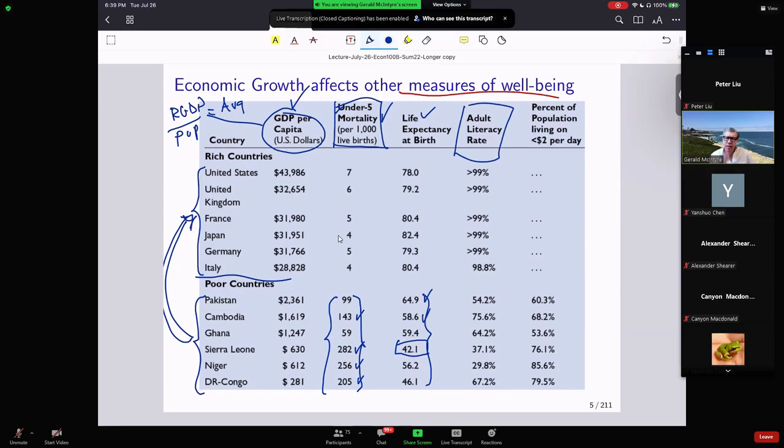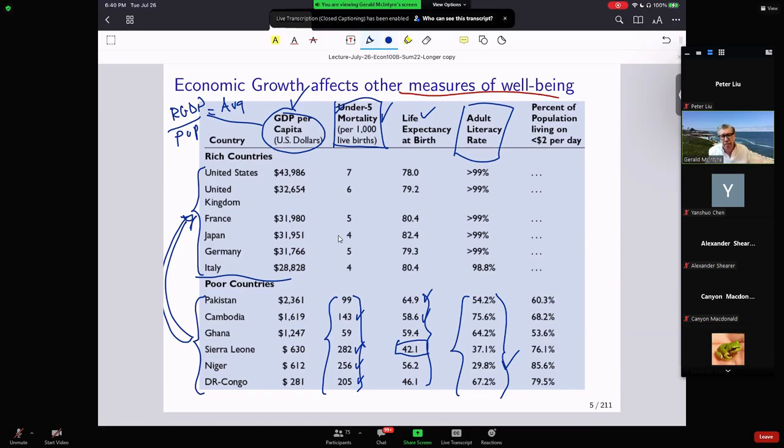Adult literacy. Essentially everybody in the rich world can read. They can read and write, which means they can participate in the modern economy. They can read documents, they can sign contracts, etc. In the poor parts of the world, literacy rates are 50%, 75%, 37%, 29%. Many of these people, without being able to read or write, are not going to be able to participate in a modern economy.